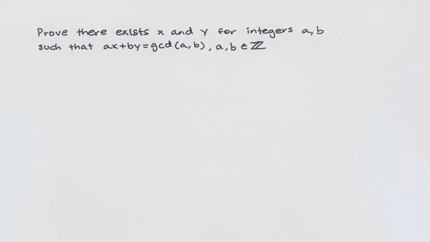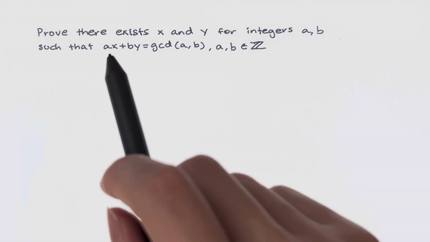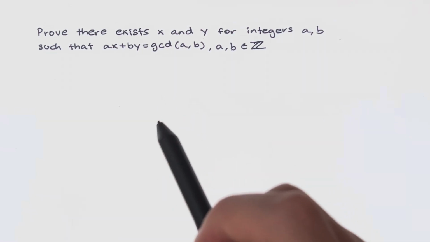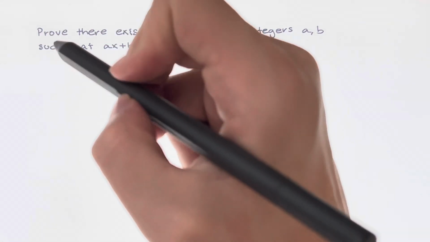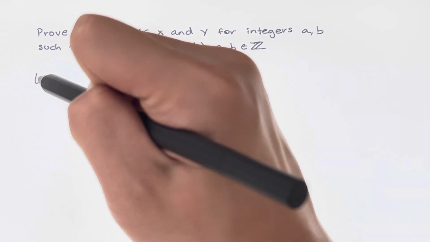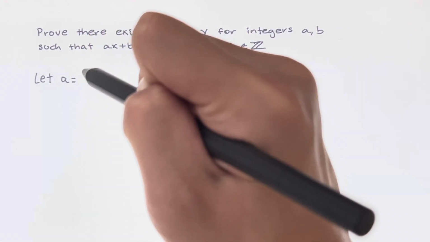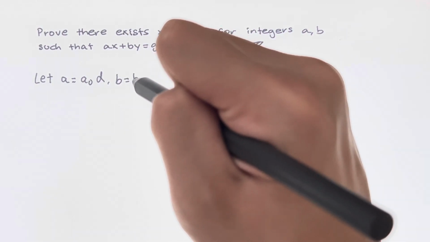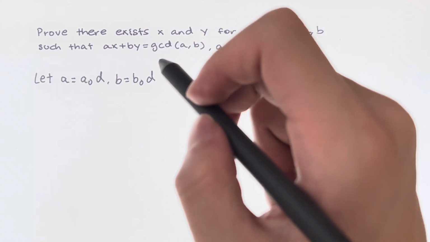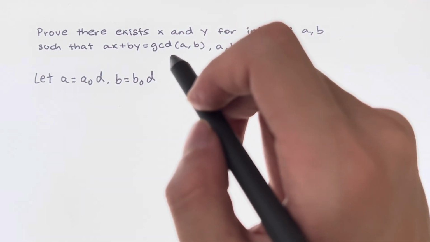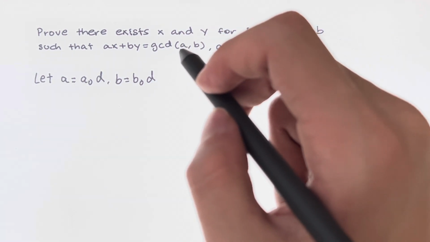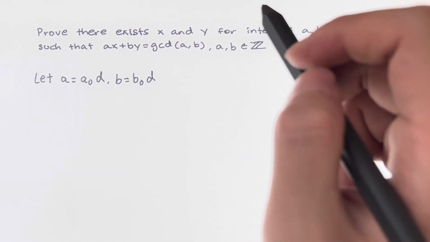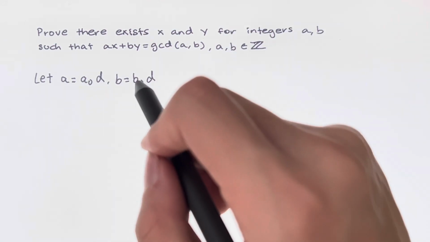So, to prove Bezout's lemma, we can let a equal a0 times d and b equal b0 times d, since d is the greatest common divisor. So here we let a equal a0 times d and b equal b0 times d, for some a0 and b0, where the GCD of a0 and b0 is 1, meaning that a0 and b0 are coprime.